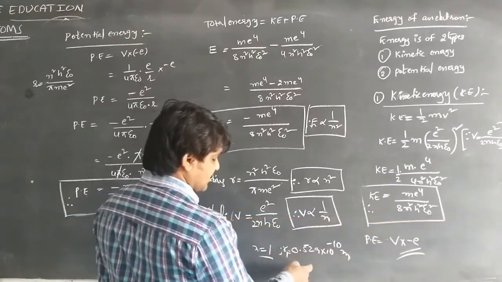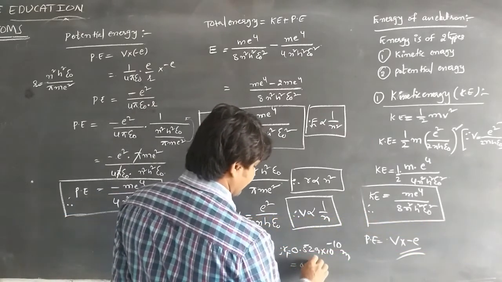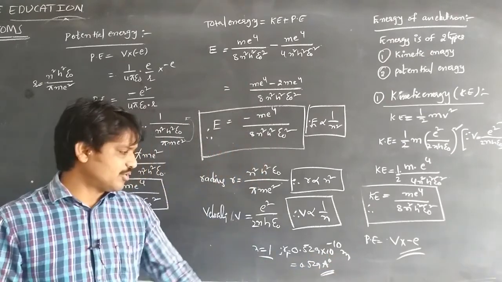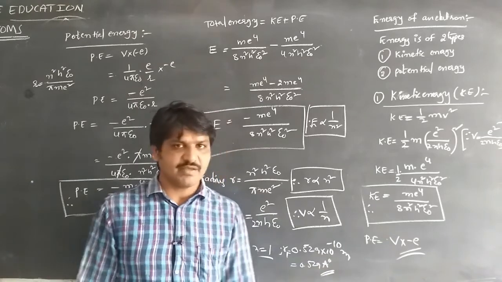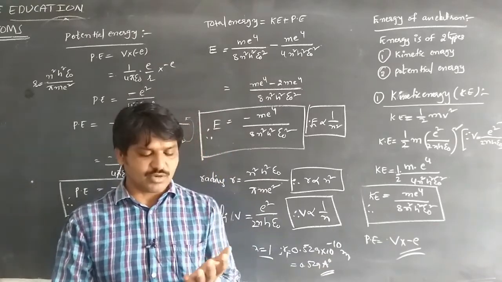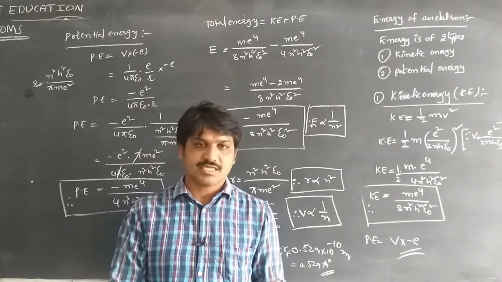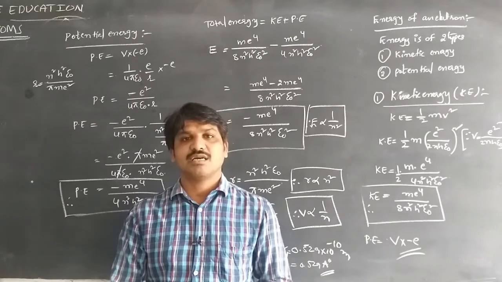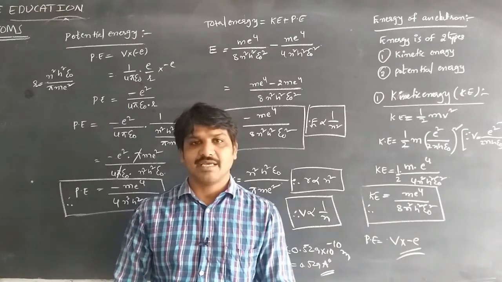We can also write this as 0.529 angstroms, where 1 angstrom is equal to 10 to the power of minus 10 meters. So this is about Bohr's theory of the hydrogen atom, about radius, velocity, as well as frequency and energy, which was successfully calculated by Niels Bohr.